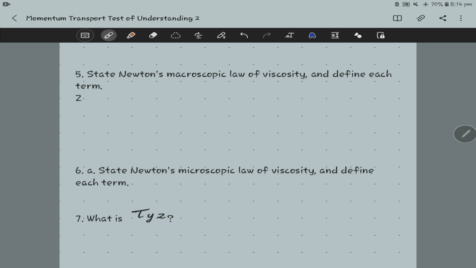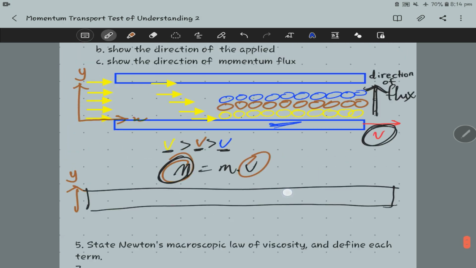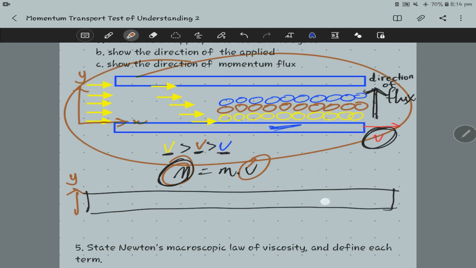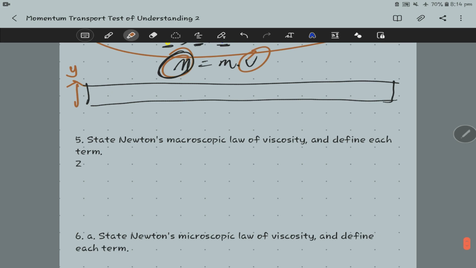The next one says state Newton's microscopic law of viscosity, right? As we were saying, this law is basically derived using this diagram that we have here. Because we are stating, not explaining, we've already explained everything we need to. So the microscopic form is of this sort.